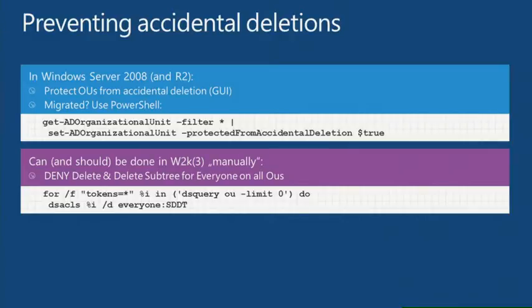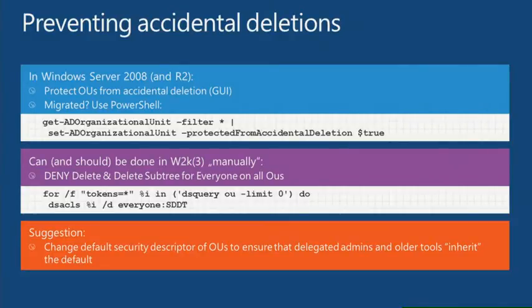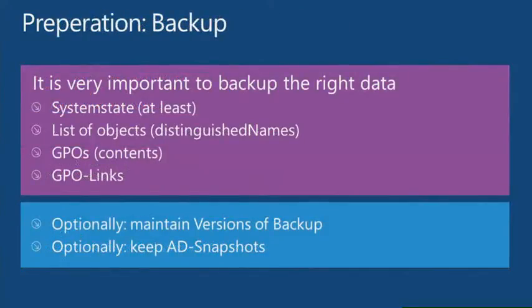Here's actually the command how you can do this in Windows 2000, 2003, and so on. And what you also would be able to do, change the default security descriptor of OUs. Then every OU which is created, no matter with which command, is automatically protected from accidental deletion, because this would change the default.